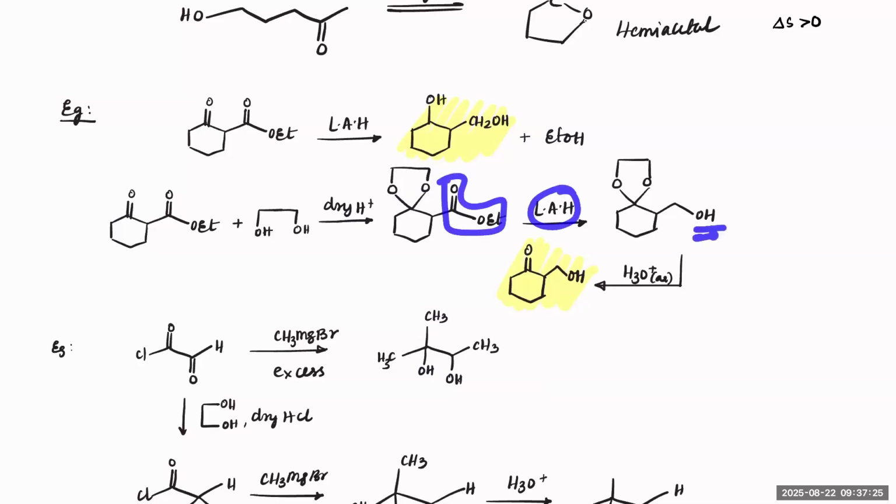It is reduced. And you know that acetals are unstable in acidic medium, so immediately add acidic water again, and you will get the ketone back. So it acts as a protecting group. It is acting like a protective group. Okay. See the next example.